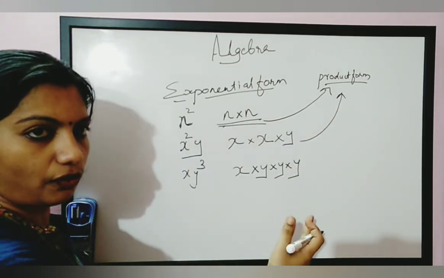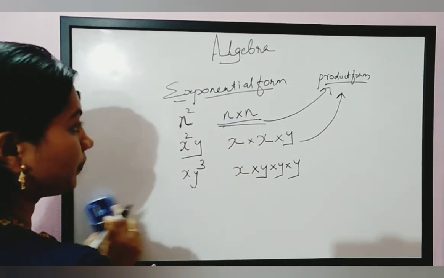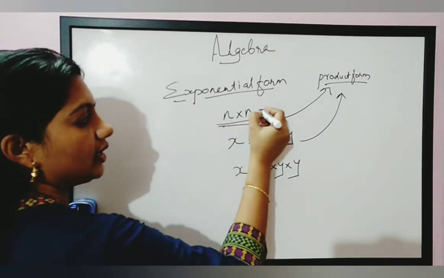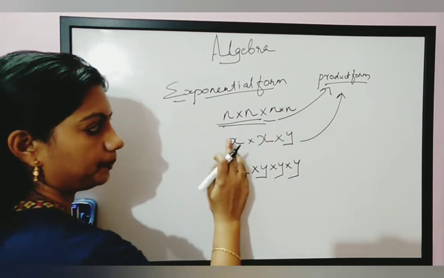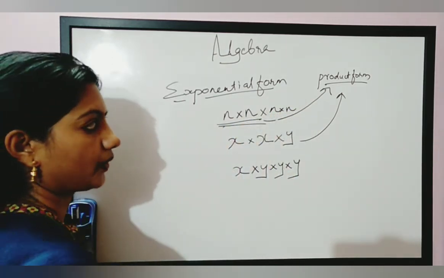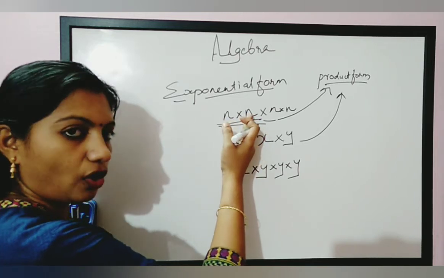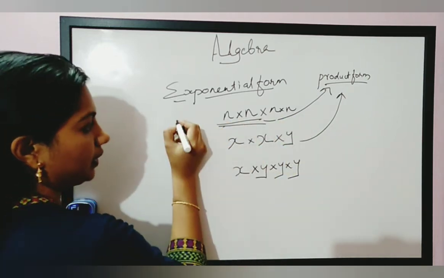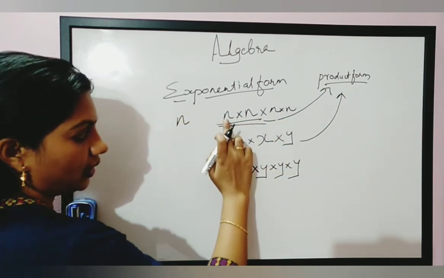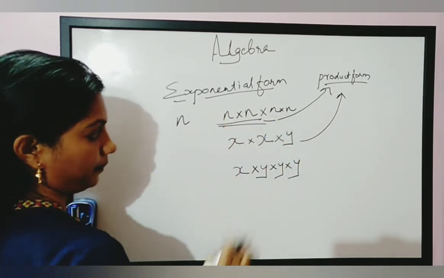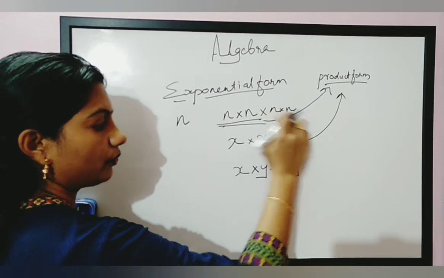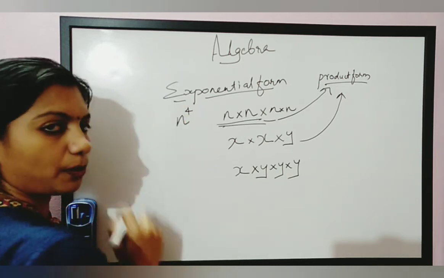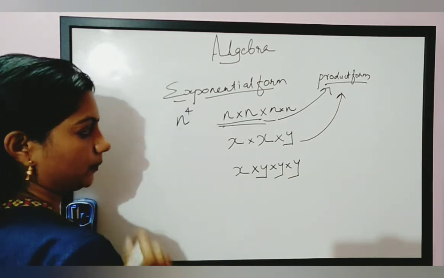If you get a product form, how do we convert it into exponent form? I have a product form here: n into n into n into n. 1, 2, 3, 4 n's I have. The question is to convert this product form into an exponential form. I will check what the variables are. Here I have a variable n. Now, how many times is n repeating? 1, 2, 3, 4. 4 times it is repeating, so I have to give 4 as an exponent. n to the power 4.